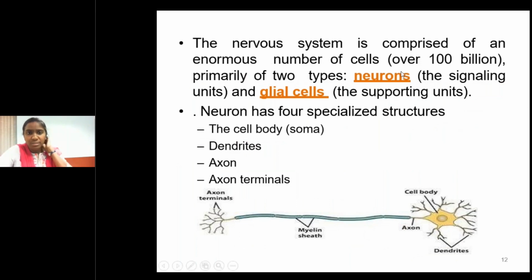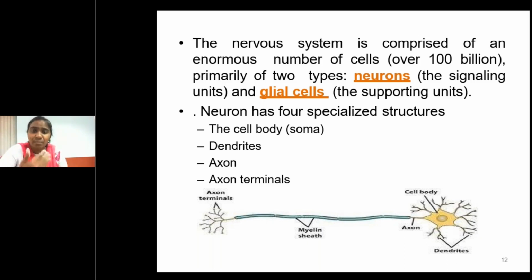See here, more than 100 billion nerve cells are there, which we call neurons. Those are the main signaling cells. Understood? More than 100 billion are present. Apart from these neurons, some supporting cells are there in the brain, supporting units that we call glial cells. Among these glial cells, some specialized cells are there, like oligodendrocytes, astrocytes, ependymal cells, and microglial cells.